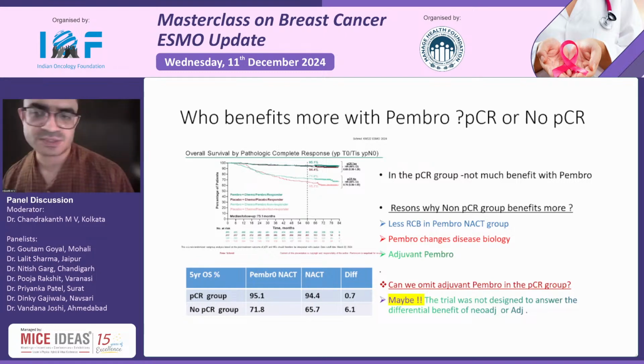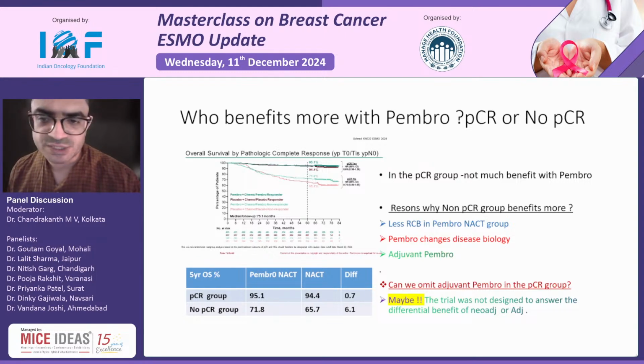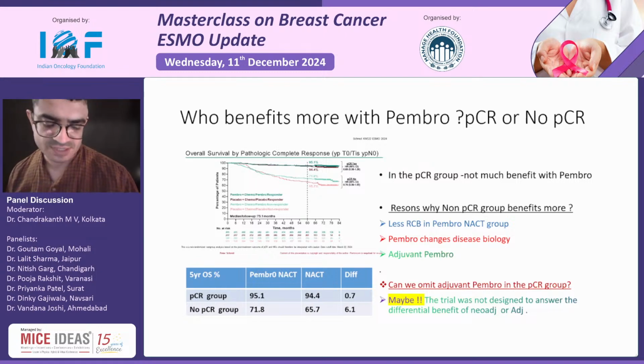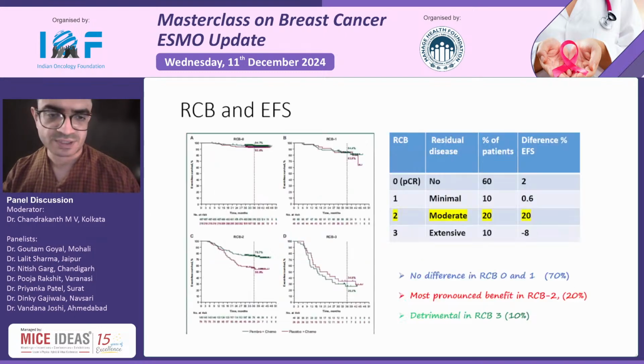Right, very true. As you very correctly said, the same question was put to the author. The author answered that the trial was not designed to differentiate the benefit between adjuvant and neoadjuvant. So even though the benefit is more in the non-pCR subgroup, we cannot have a statistical answer, and the trial was not designed for it. At present, if a patient doesn't have toxicity and can afford, we should be completing 1 year of treatment. Right. Thank you, Dr. Nitish.